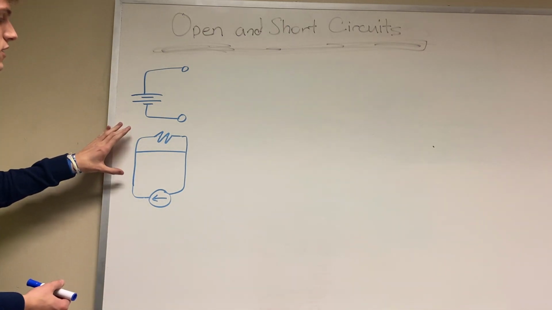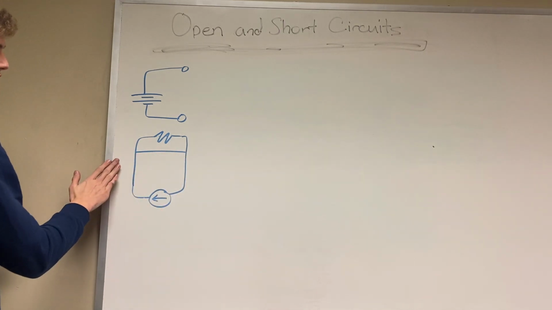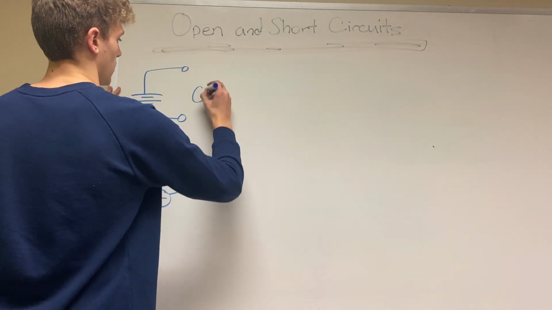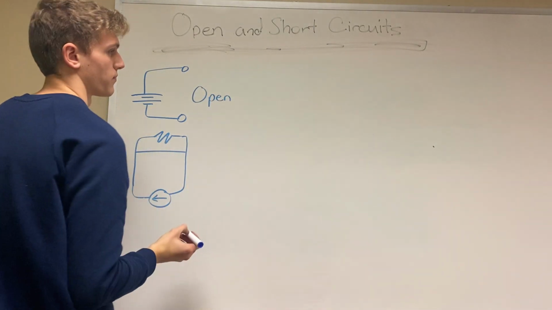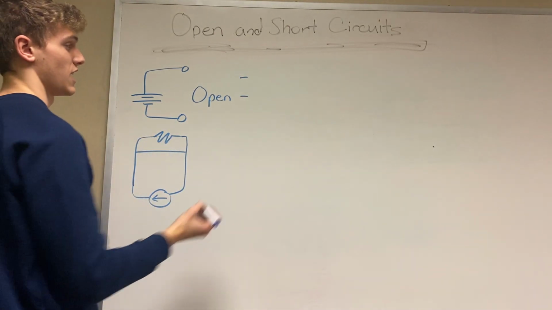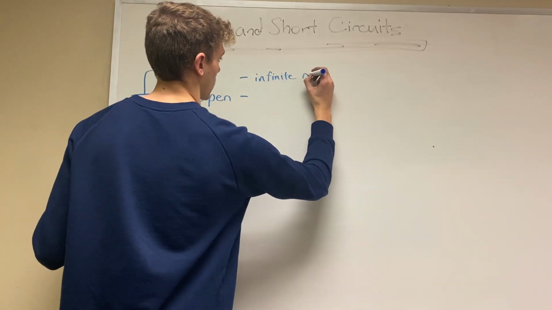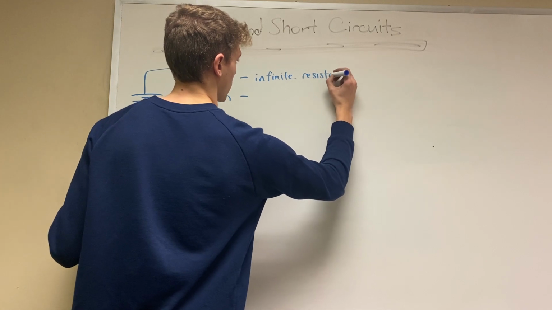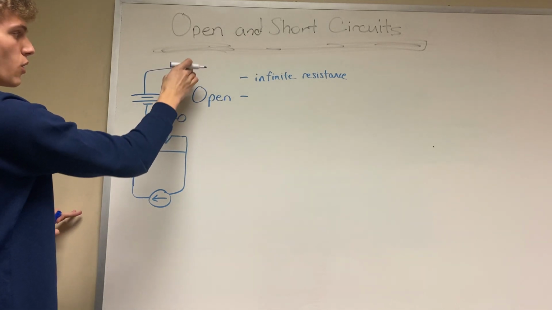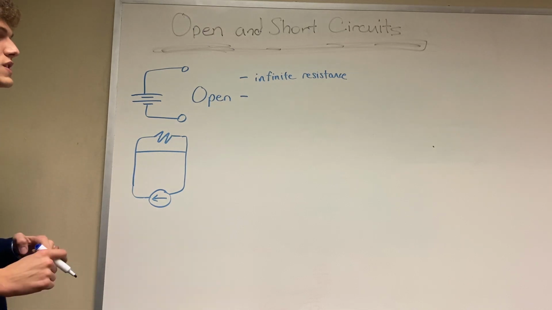And this would be considered our short circuit, where there is another wire connecting these two so that no current is allowed to flow. So, looking at our open circuit, two things to recognize is that there is actually an infinite resistance. As there's no current, it will flow. There's no way for anything from up here to get down there. So it's actually acting like infinite resistance.